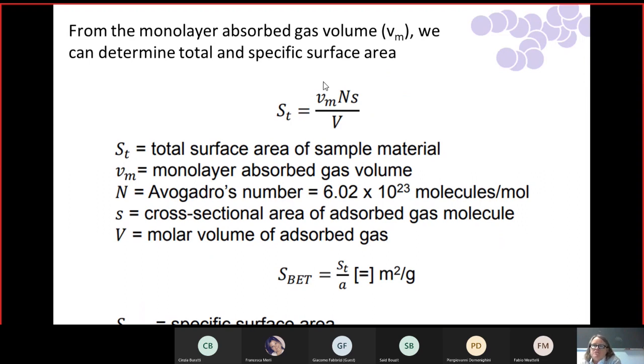And so what is typically reported is a specific surface area. So you would divide that by the mass of your sample, and that results in something in meters squared per gram. So that tells you how many meters squared of area there is per gram of sample. Is that clear? Any questions on that?